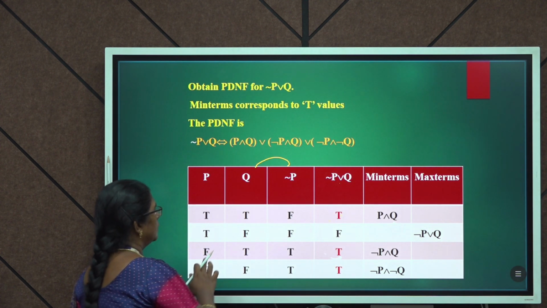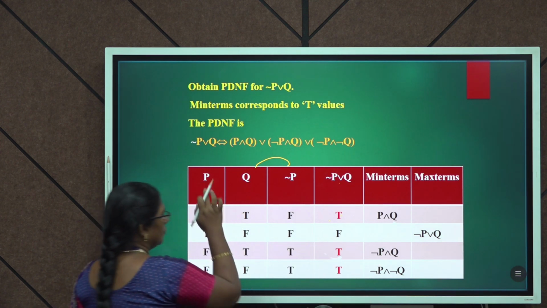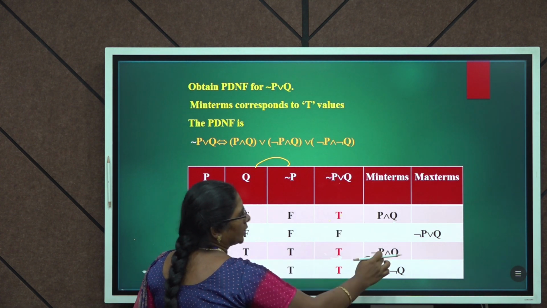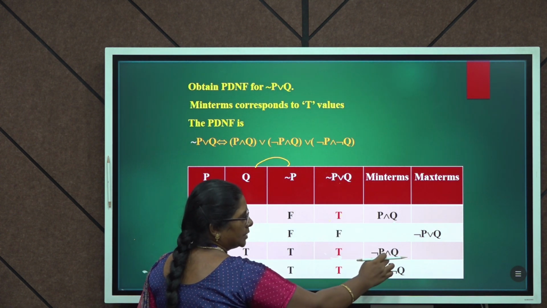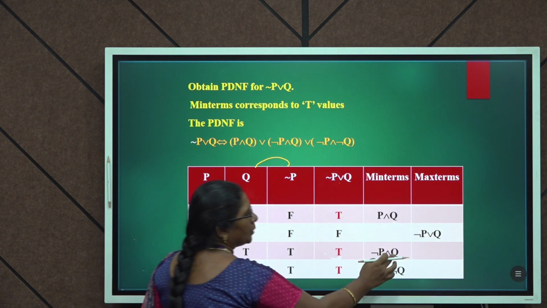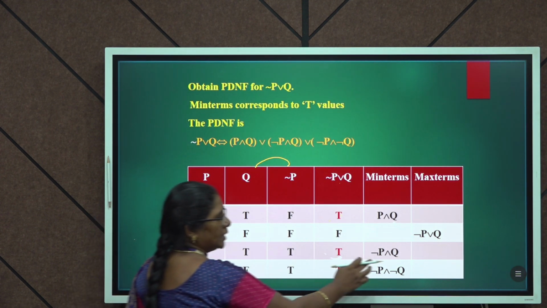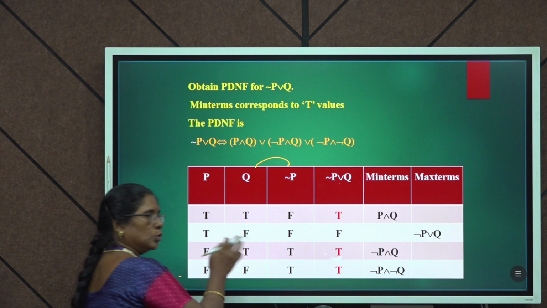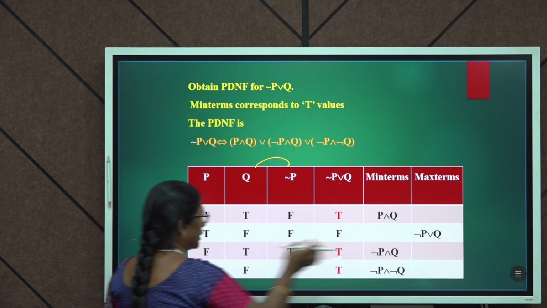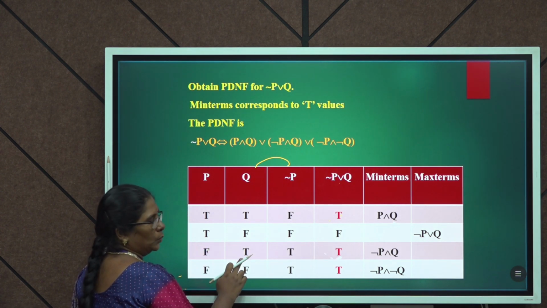Here you see that the truth value of P is false. So, if it is false, you write the negation of the statement. If P is false, you have to write the negation. Then cap, we know that min terms are connected by cap. Min term means cap, conjunction. And then see the next truth value, it is true. So, write the variable as it is. Keep in mind, whenever the truth value is false, you have to write the negation of the statement. Whenever the truth value is true, you have to write the statement as it is. So, the min term corresponding to this truth value is negation P cap Q.